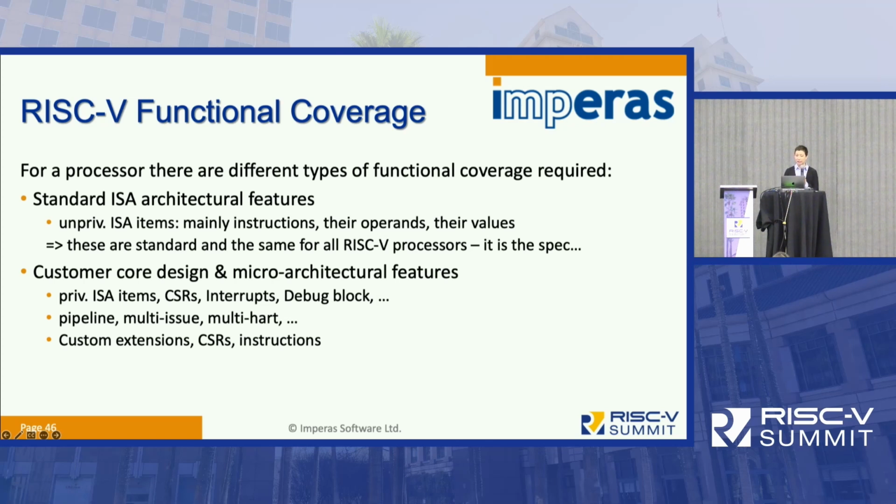The second type involves items that are specific to a particular core's implementation. Some examples of this are the behavior of interrupts, pipeline operation, or custom instructions. So for example, you might want to cover a set of legal configuration values for custom CSR. This category of functional coverage must be developed for this specific processor, and there's limited potential for reuse.